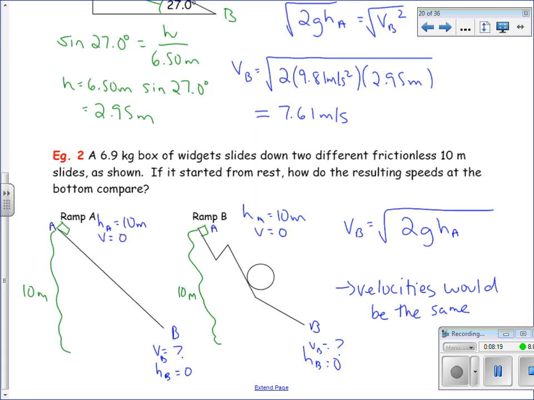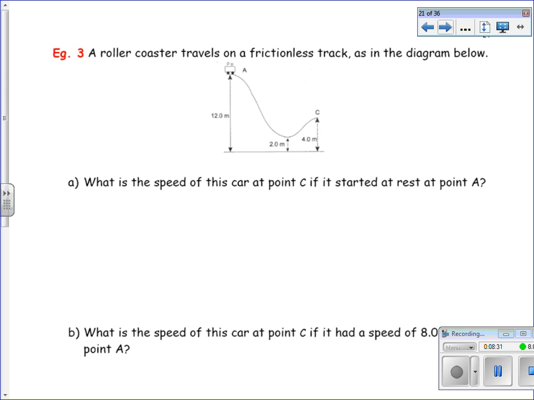Okay, so we're going to look at an example now where we have a speed and a height at the initial point, and go through that and show you that it's not really that much more difficult to solve those kinds of problems. And roller coaster problems are very typical. So here we have a roller coaster that travels on a frictionless track, as in the diagram below. And notice we don't even have a mass on here. So we're going to look at 2 different situations.